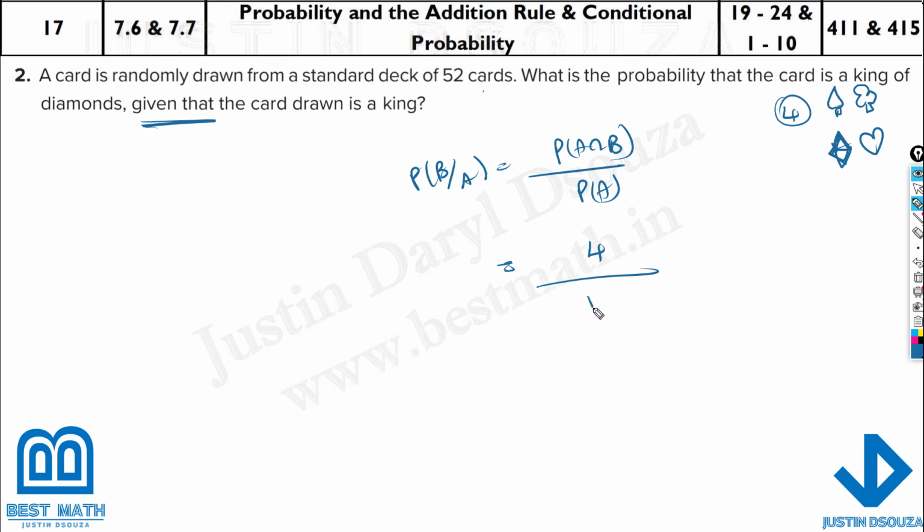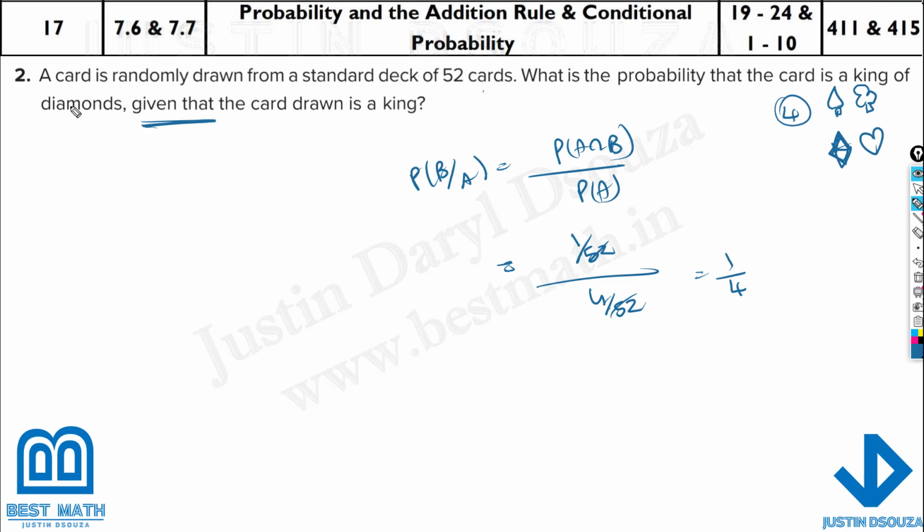There are 4 kings and a total of 52 cards. Okay, I didn't write it properly. That is the probability of A. Let me write it over here: 4 by 52. What about the probability of A and B? How many kings of diamonds are there in the entire deck? Only one. So this cancels off. It's 1/4.